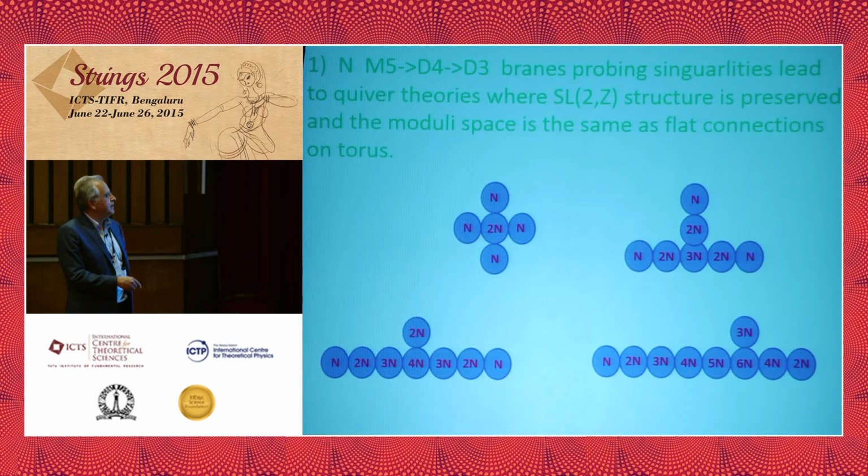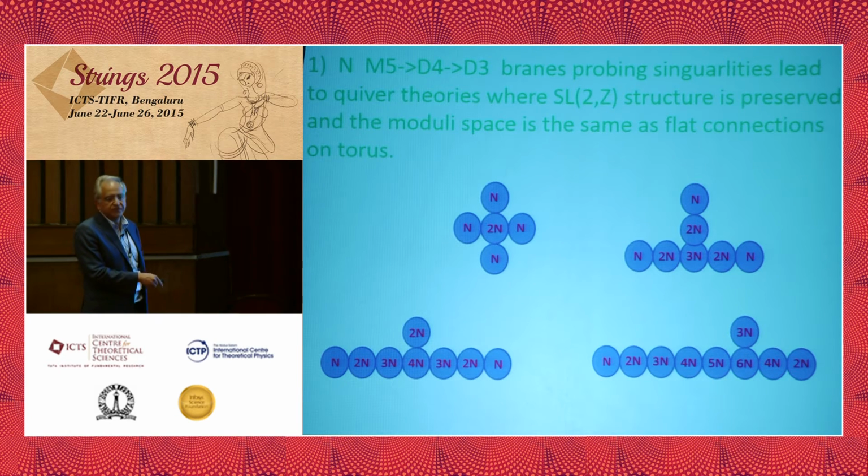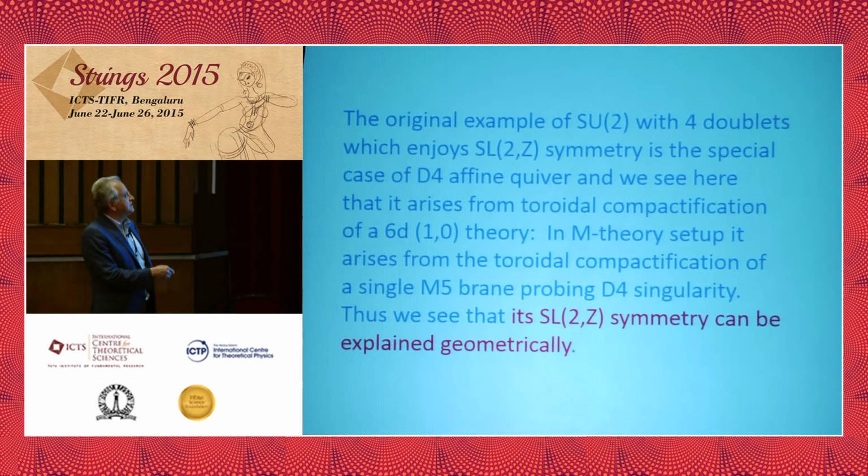In the case n equals 1, in this case, you get SU2 with 4 fundamentals. So that case corresponds to the original SU2 with 4 fundamentals for which the SL2Z arises, namely from an M5 brane probing the D4 singularity. That already gives you the SU2 with 4 fundamentals.